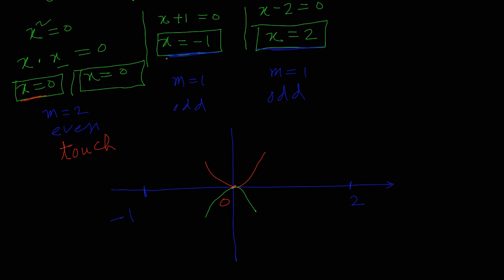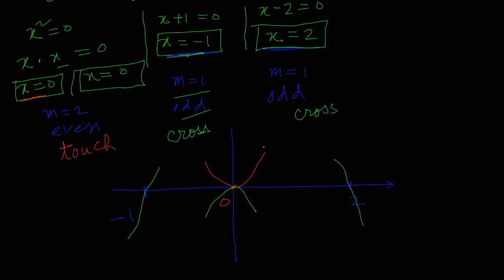Now what about x equal to negative 1, where my multiplicity is 1 and this is odd. So at odd, we know what it is going to do: cross the x-axis. So at x equal to negative 1, my function is going to cross the x-axis. And similarly at x equal to 2, multiplicity is odd, so again it is going to cross the x-axis at x equal to 2.